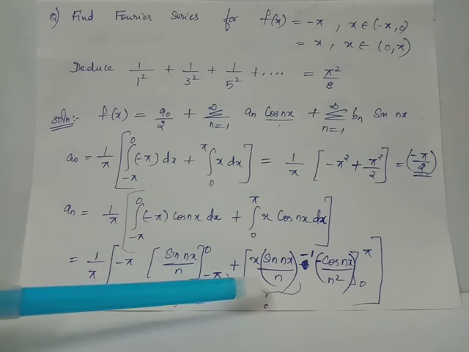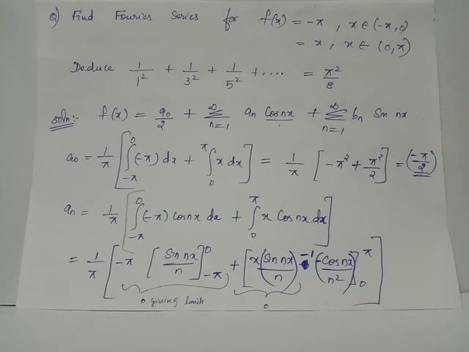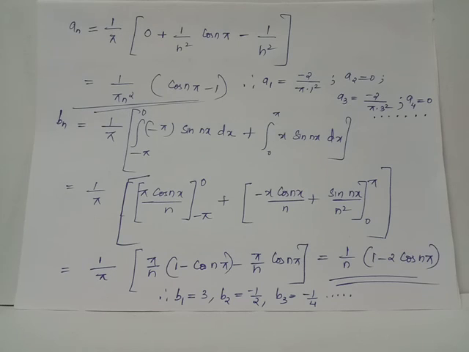Giving x equals pi or x equals 0 to this term, it will give 0 as the answer. This term becomes positive when you multiply minus into minus, and this is the only term which will give you a non-zero answer. Giving the upper limit x equals pi, we will obtain cos n pi divided by n square. Giving the lower limit x equals 0, we will get 1 by n square. Thus we get an equals 1 by pi n square multiplied by cos n pi minus 1, where cos n pi equals minus 1 the whole raised to n.